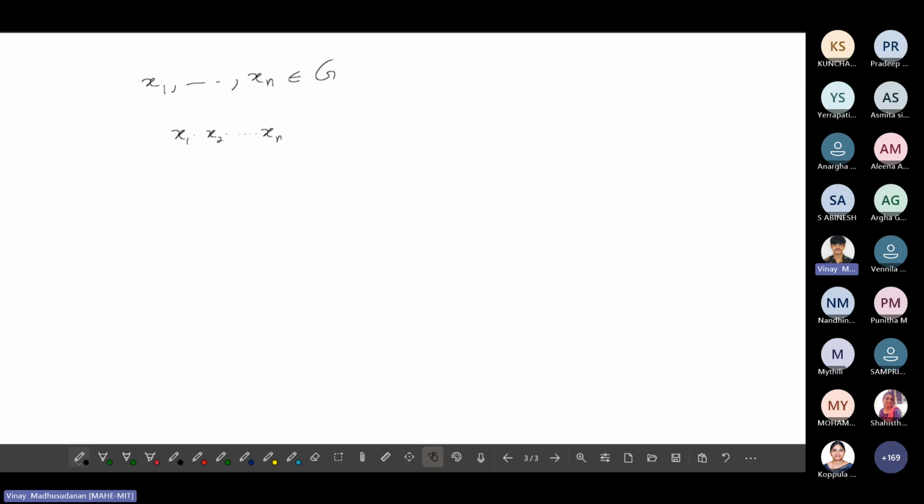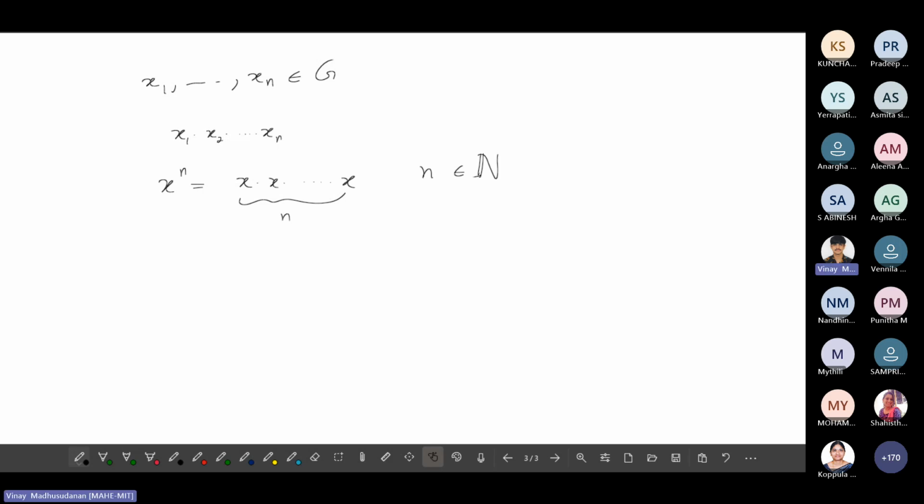Now, as a special case of this, if I write x dot etc. x, n times, that means all these xi's are equal to one element x. Then we will denote this as x power n for any n. In fact, obviously not a real number or something, it's an integer, a positive integer.